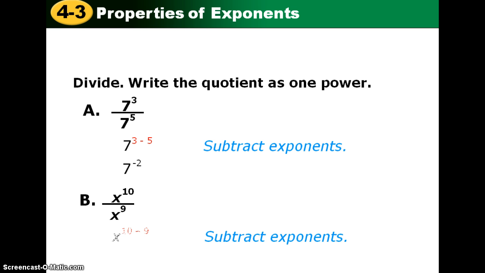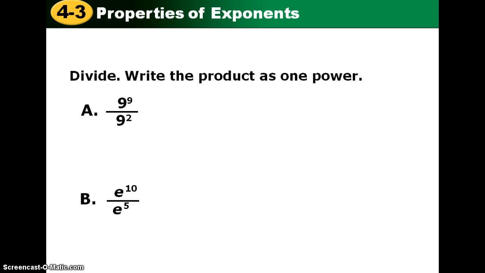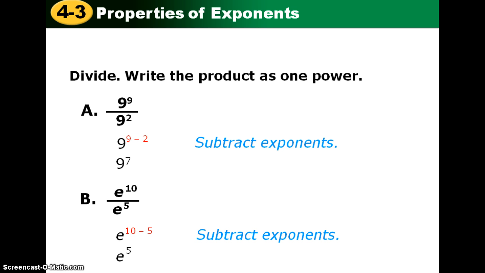X to the 10th over x to the 9th would be x to the 1st power, or just x. 9 to the 9th over 9 to the 2nd would be 9 to the 7th power. E to the 10th over e to the 5th would be e to the 5th. So if the numerator has a smaller exponent, you should have a negative exponent when you're done combining them.